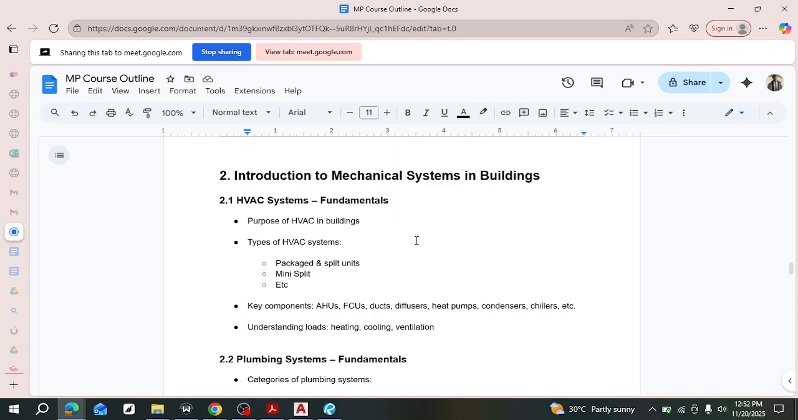But I'll still need you to read up on it a little to get a better understanding, because it enables you to know how to select. Depending on the nature of the space, you may need to select this, you may need to select that. Then you also have mini splits. Mini split is very common in Nigeria.